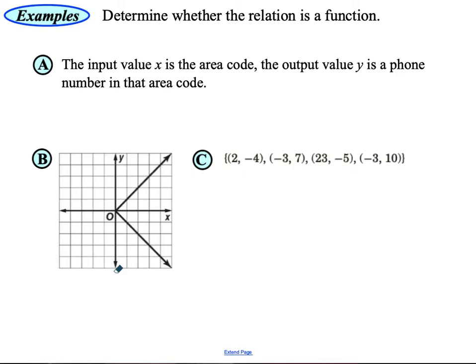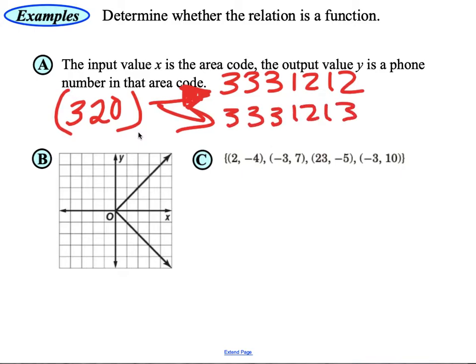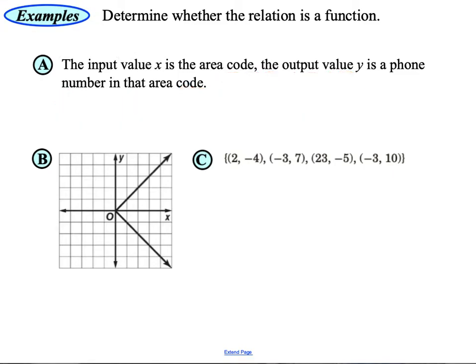If we want to determine if something is a function, there's different ways to do that. Letter A says the input value is the area code and the output is a phone number in the area code. Well, if we just use, say, area code 320, can that go to more than one phone number? Obviously it does. It goes to a lot of phone numbers, like 333-1212, 333-1213. It's going to go to a whole bunch of different numbers. So that one definitely is not a function.